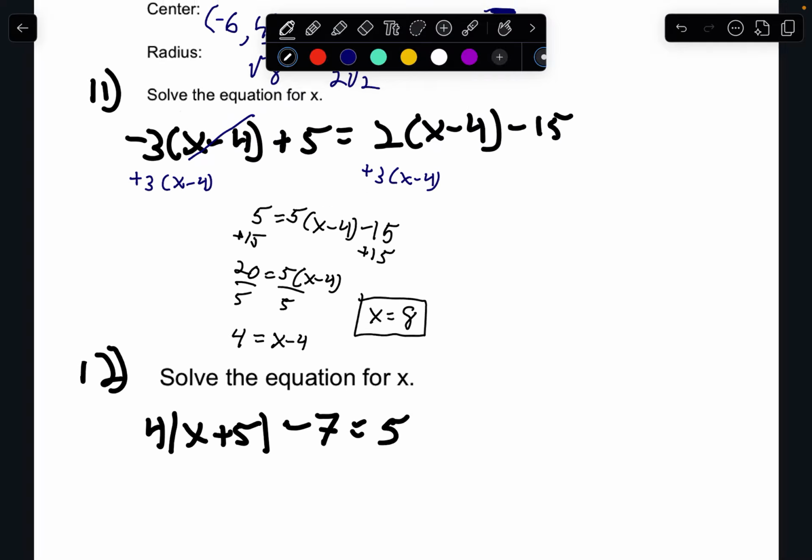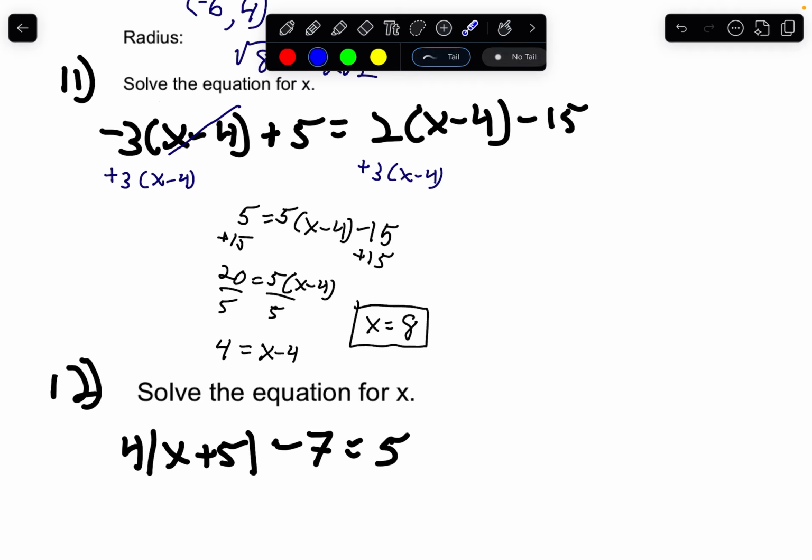I use the fact that we had the same thing inside the parentheses here and here. If you don't have that, then you would distribute the negative 3, makes it longer. Distribute the 2, combine like terms, and then solve it from there.